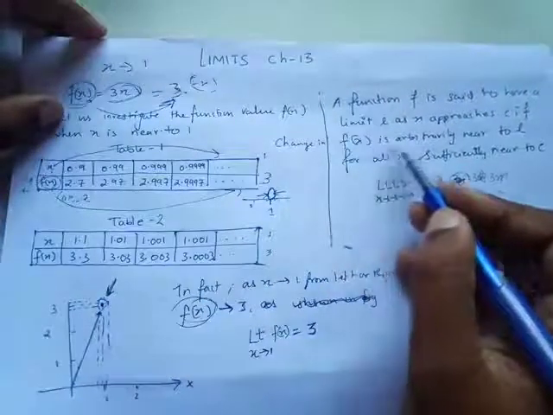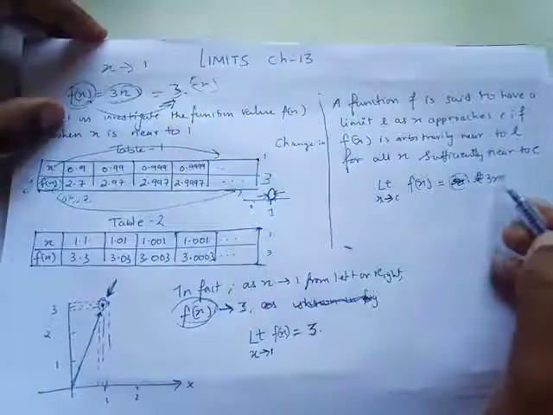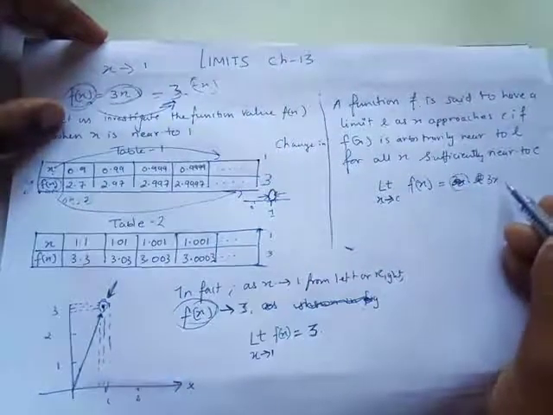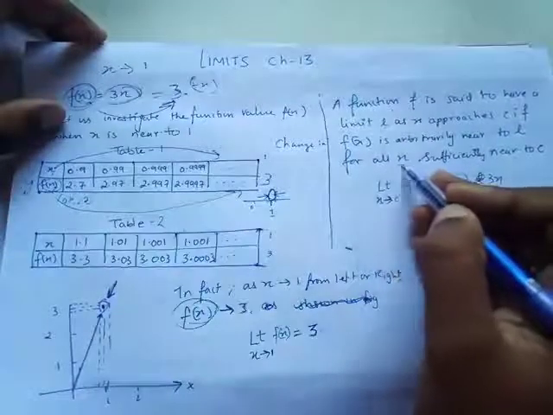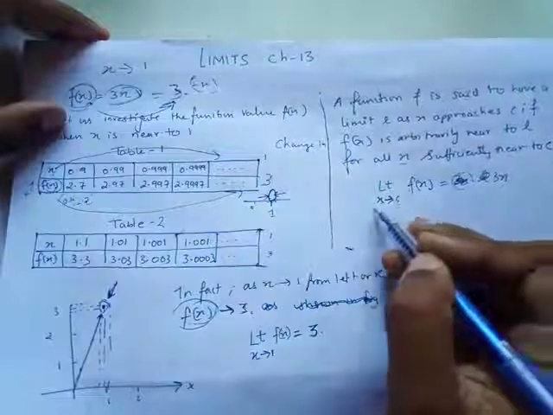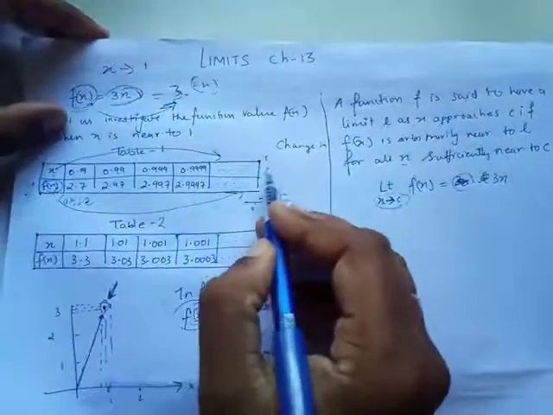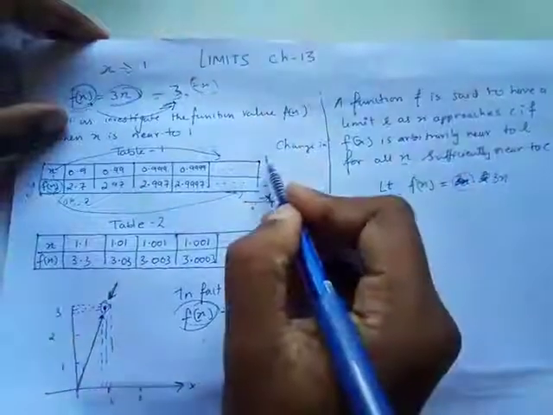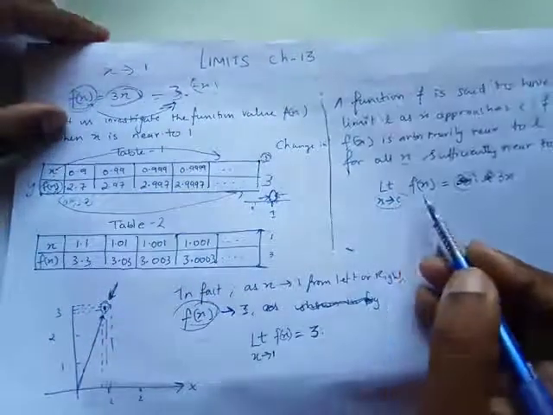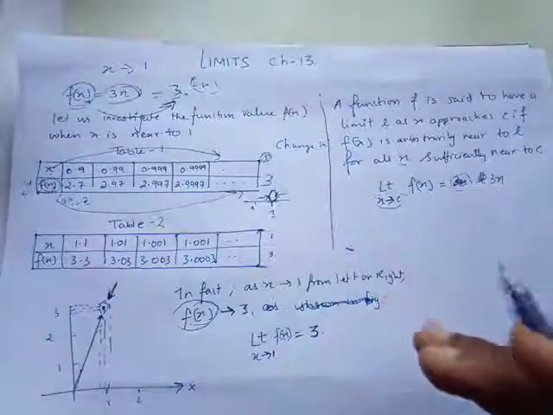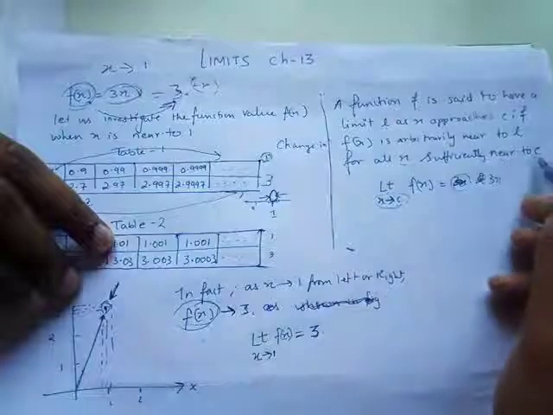If fx is arbitrarily near to L and fx is going towards its goal, that is maybe 3, in this function it might go to 3, for all x sufficiently near to c, and x is getting sufficiently near to its c. Its goal, whether it is 1, 2 or 3, if this happens from the left hand side or the right hand side, it should reach c.